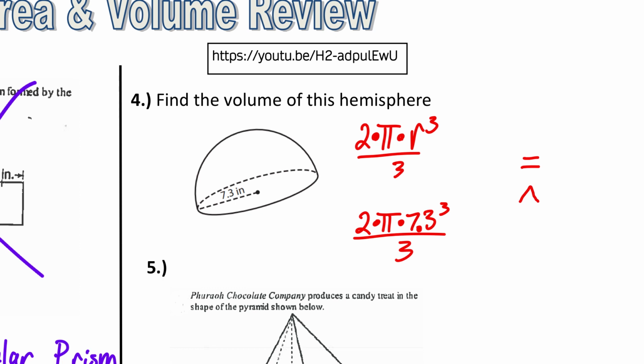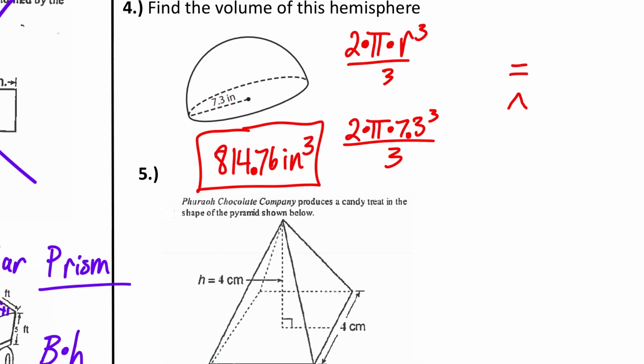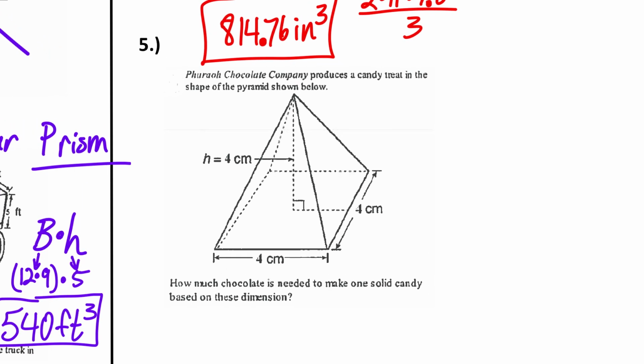All right, and so 2 times pi times 7.3 cubed divided by 3 is what? 814.76. Say again? 814.76 cubic inches. All right, good. Okay, next one, what is this?